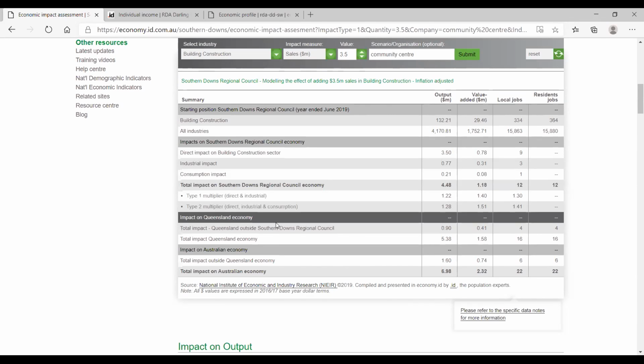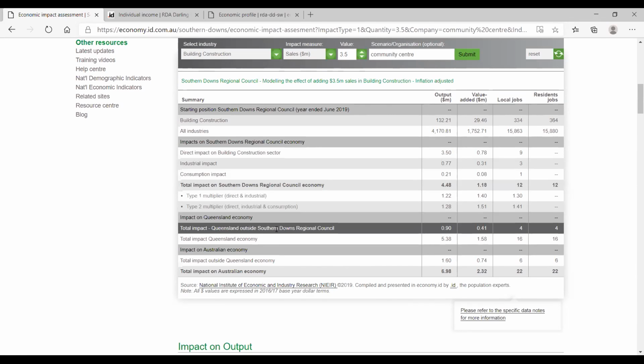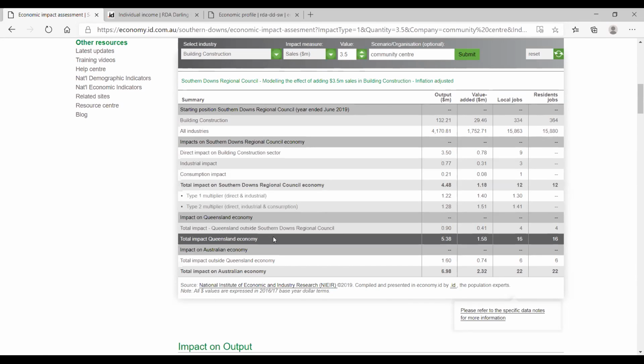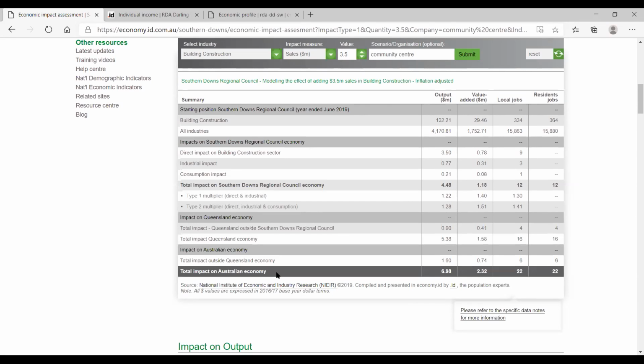When we come down, we've got our impact on the Queensland economy. So the total impact outside of the Southern Downs, 0.9 million. Our total impact on the Queensland economy is 5.38 million. Our total impact on the Australian economy is 6.98 million. Okay, so depending on where you're going for your application will depend on what figures you want to quote.